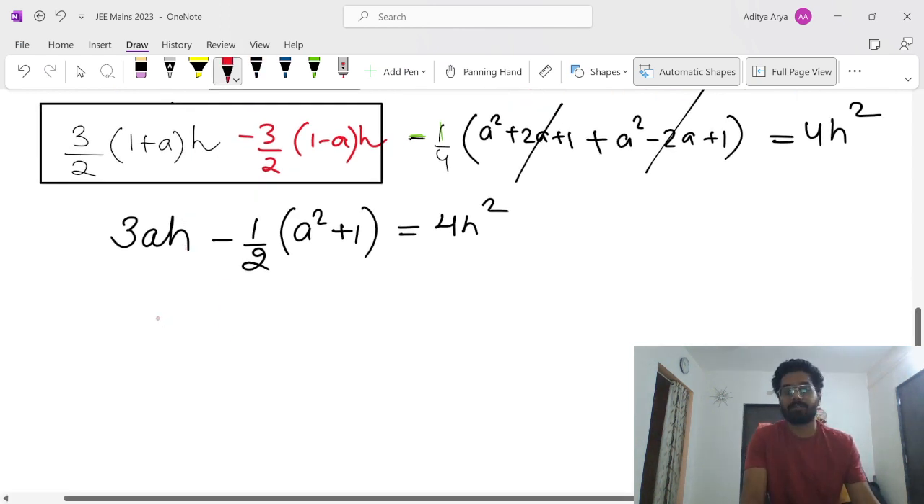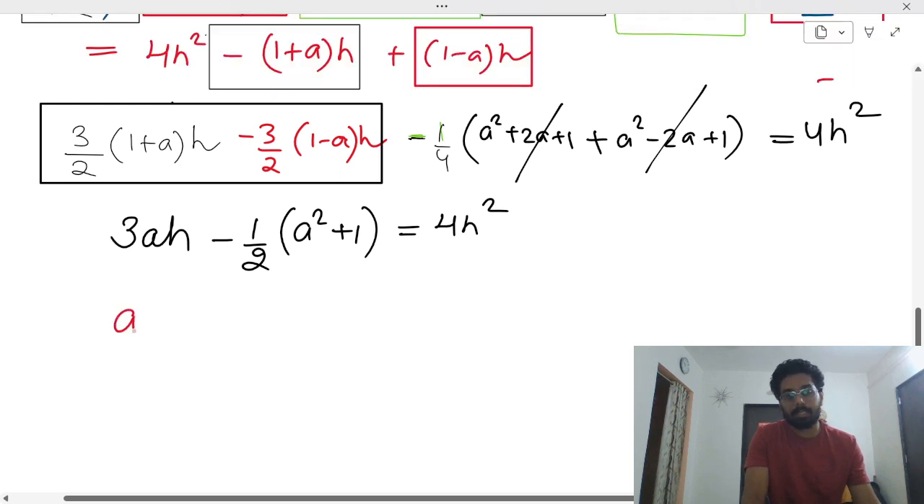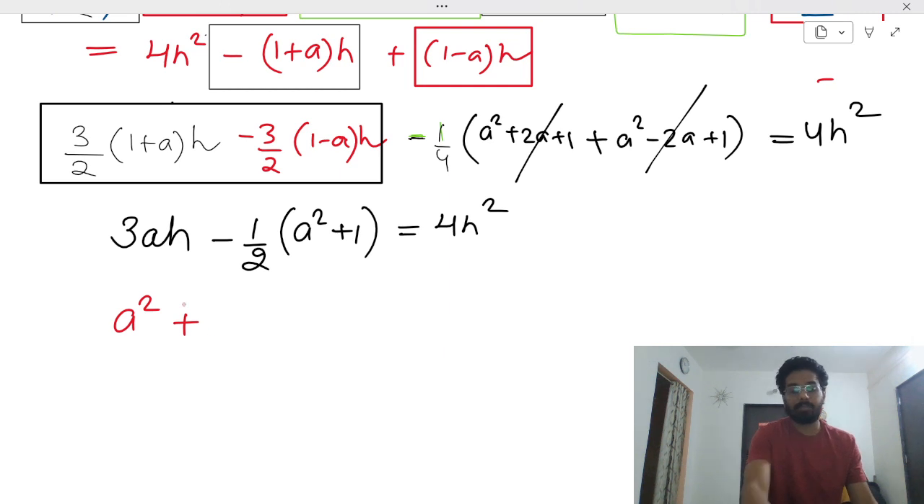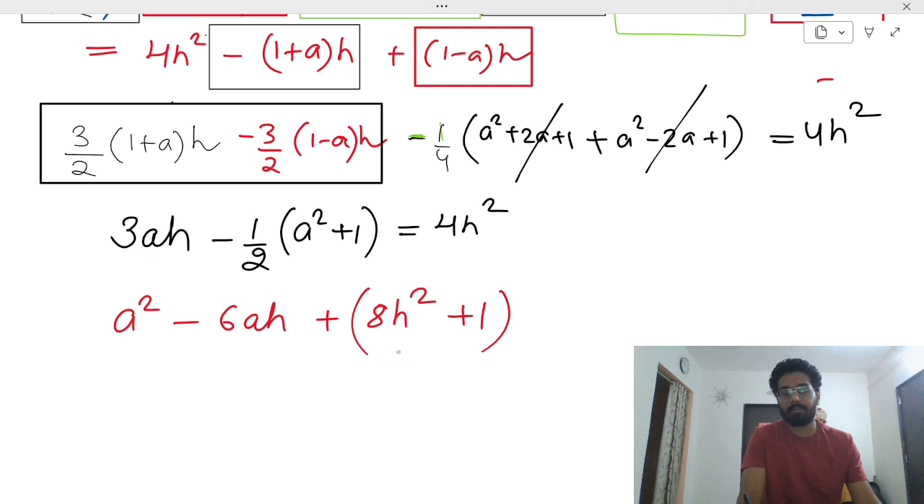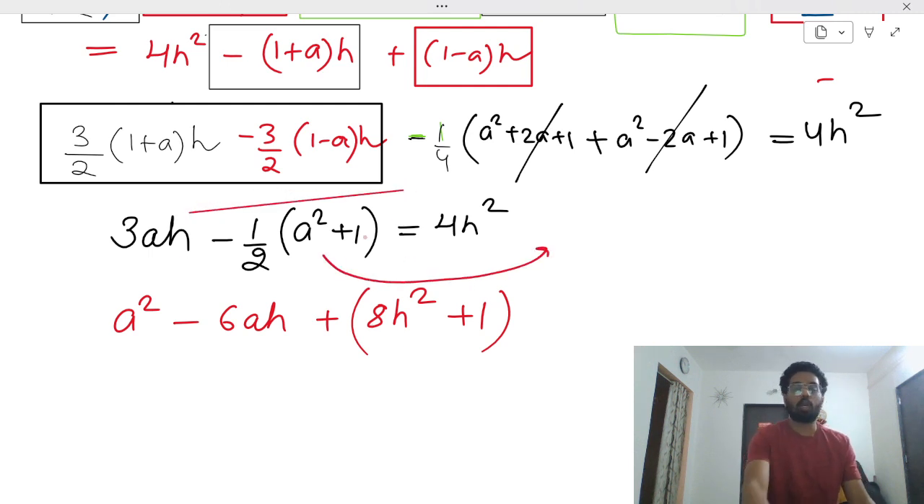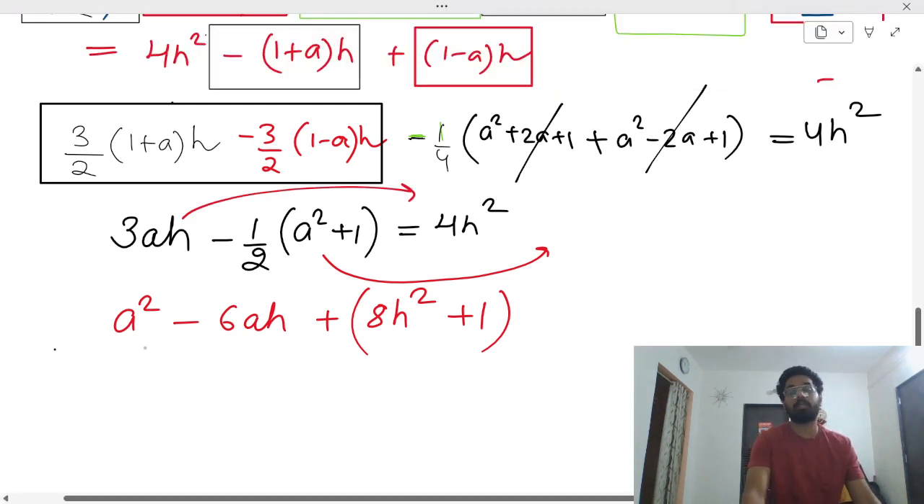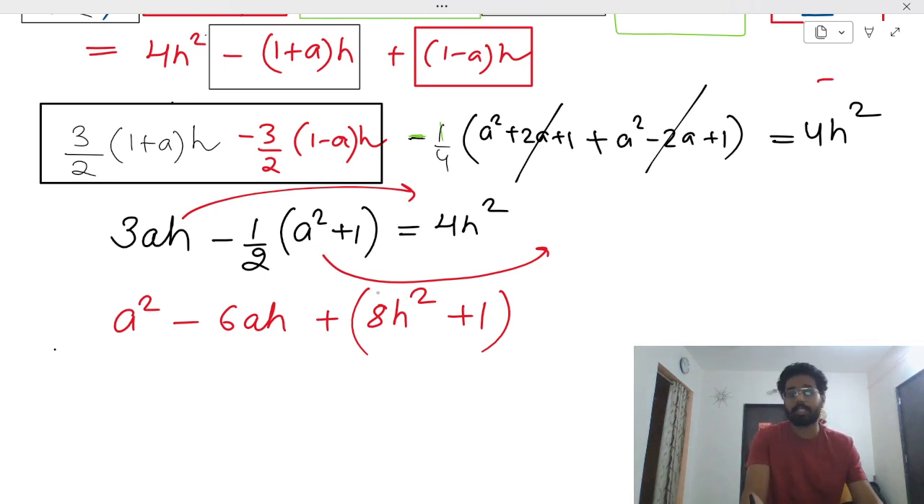And what we are going to have as a final equation is a square plus 8h square minus 6ah plus 1. Please cross verify this one. If you bring this on the other side and this also on the other side, that's what you're going to have. You can pause the video, and if you're having a doubt, you can let me know in the comment box. I will explain it to you. Alright, on WhatsApp also. So bring this on the side, cross multiplying, that's what we are going to have. I hope this is clear to all of you.